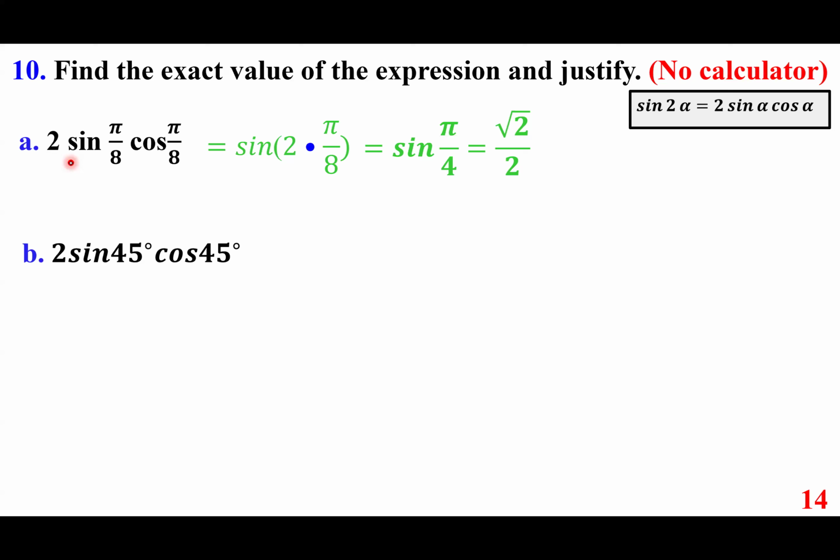Same thing here. 2 sine 45 cosine 45 is sine of 2 times 45, which is 90 degrees. What is sine of 90 degrees? 1.